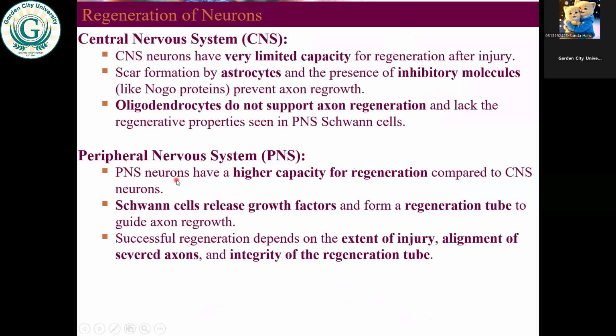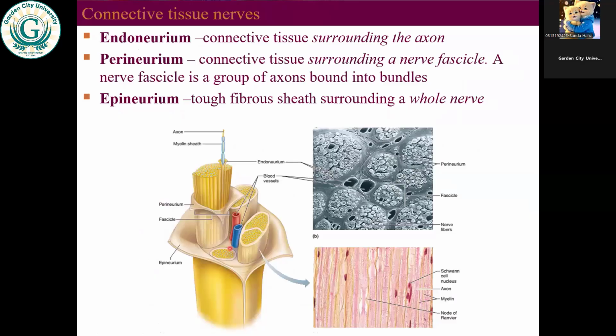So I was saying that when I taught this one, I made a point that this is how a nerve looks. The individual axons will have a connective tissue that we call the endoneurium. A bundle of them will have a connective tissue that we call perineurium. And the whole will be surrounded by a connective tissue that we call epineurium.